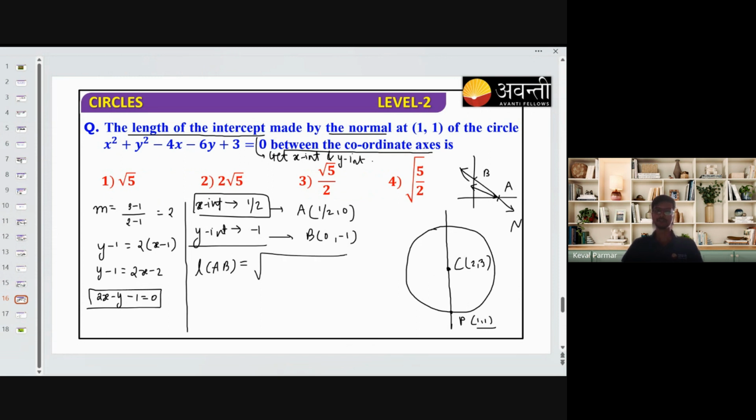Simply we can use the distance formula. So I think we'll get (half minus 0) the whole square plus (0 plus 1) the whole square, which is root 5 by 2. This is my answer. I think it is option 3. I hope you got the same answer.